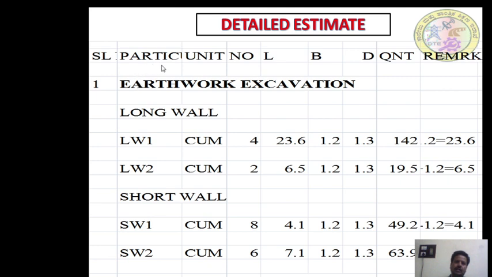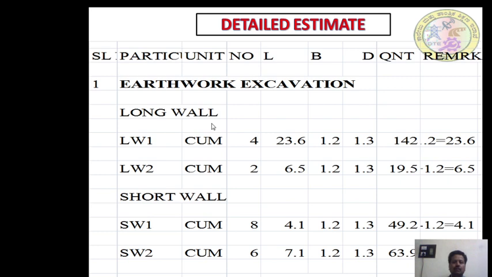Then we put it into the detailed estimate, item wise. Item wise means earthwork excavation, bed concrete, stone masonry for the side, brickwork, plastering, external plastering and flooring. These are the items of this calculation. So I will first take the earthwork excavation by the long wall short wall method.